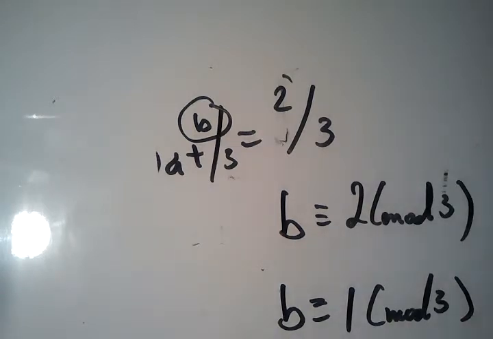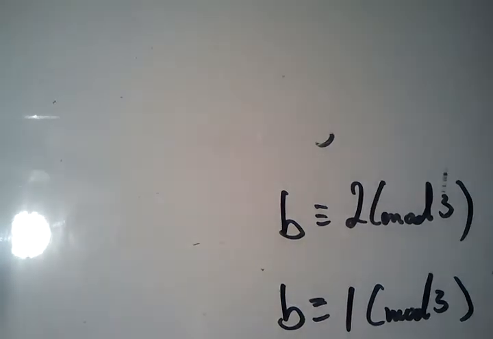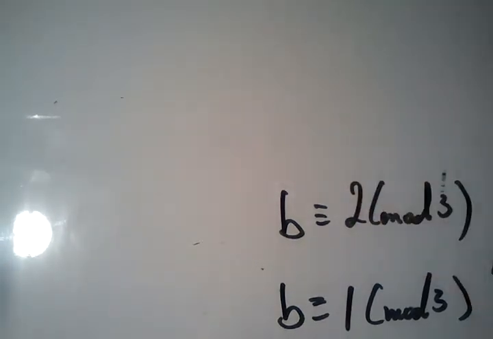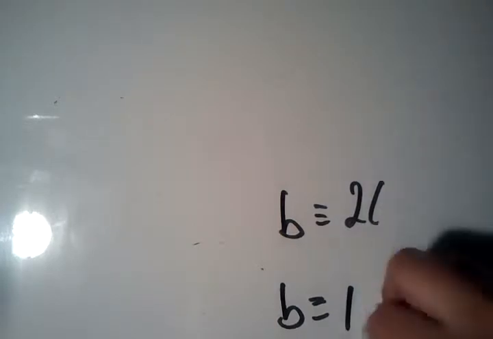So now we have two statements right here. We have b is congruent to 2 mod 3 and b is congruent to 1 mod 3. And since they can't both be true, it can't have a remainder of 1 and 2, we see that this has no integer solutions. So in this case, this is definitely faster if you do it this way. So that's basically how you do those kinds of systems of equations.